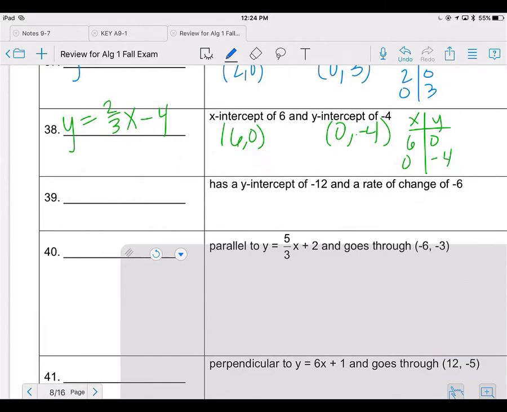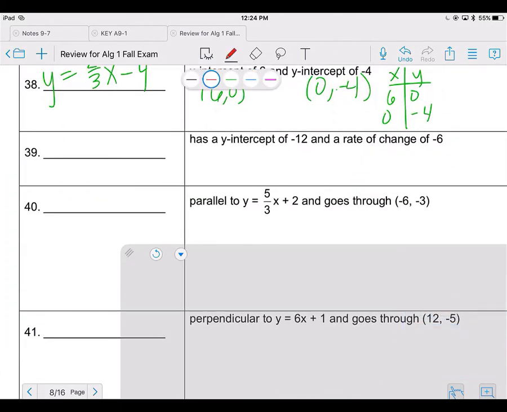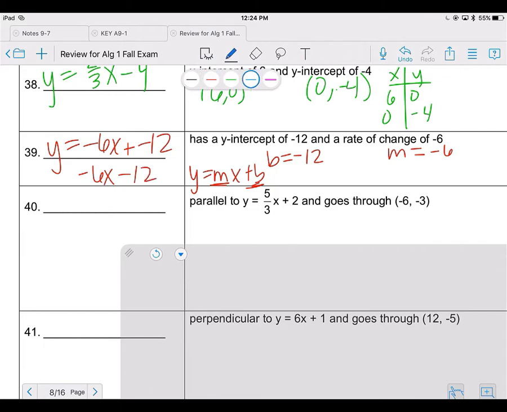The next couple are going to be by hand or in our head, not really with the calculator. So 39 says we have a y-intercept of negative 12 and a rate of change of negative 6. So we're given a b value and an m value. In order to plug into y equals mx plus b, I need m and b. So if I have m and b, then I'm done. You could also write this as negative 6x minus 12. Again, if you do plus negative 12 or minus 12, those are the same thing.